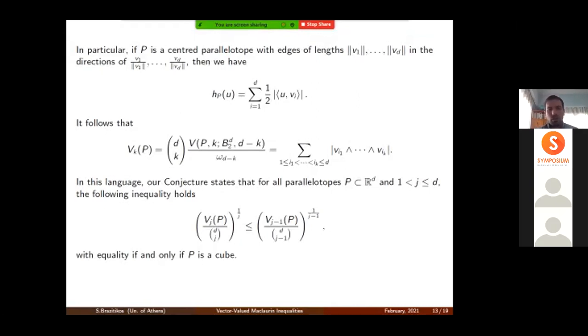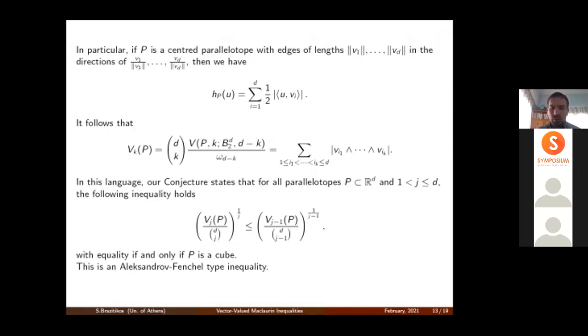And you can see now that this is an Alexandrov-Fenchel type inequality. Remember that in Alexandrov-Fenchel we had the intrinsic volume of the ball. So here this says that if we restrict ourselves to parallelotopes, then the extremal measure for the Alexandrov-Fenchel inequality is not the ball but the cube. This is what our conjecture says.